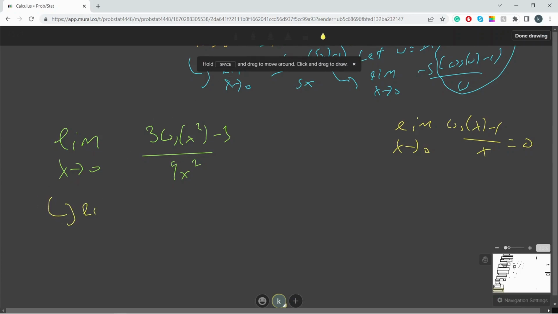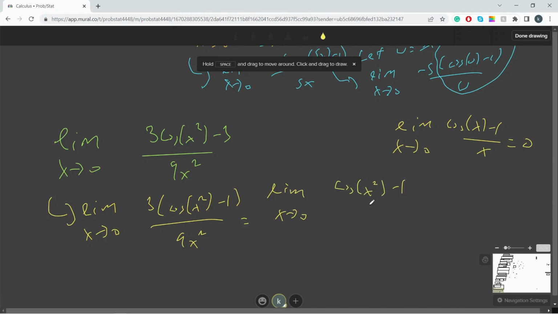So this is equivalent to the limit as x approaches 0 of 3 cosine of x squared minus 1 over 9x squared. This is equal to the limit as x approaches 0 of cosine of x squared minus 1 over 3x squared. And now we see we have a cosine of x squared minus 1 over an x squared, so this x squared is matching up with this x squared. So we can make a substitution. I'm going to do that in blue. Let u equal x squared. Because x is approaching 0, u is going to approach 0.